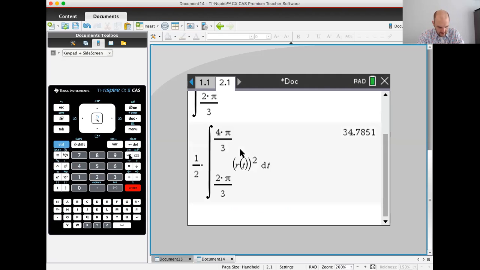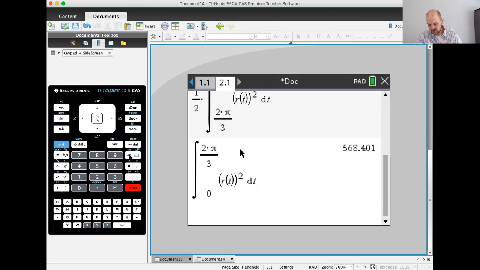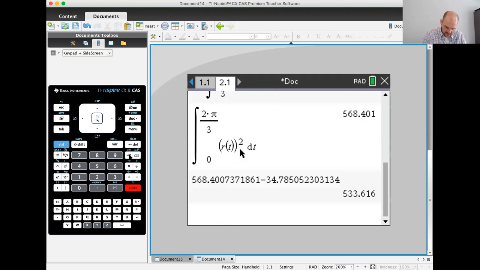Good plan. I'm going to get the answer to C. Integral of r of t squared comma t from 0 to 2 pi over 3, and it was 2 times 1/2. So 568.401, a huge number. And then I should do this minus this. It's 533.616. That's it.